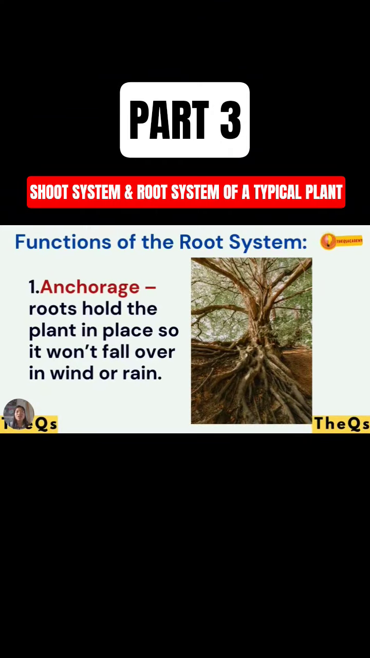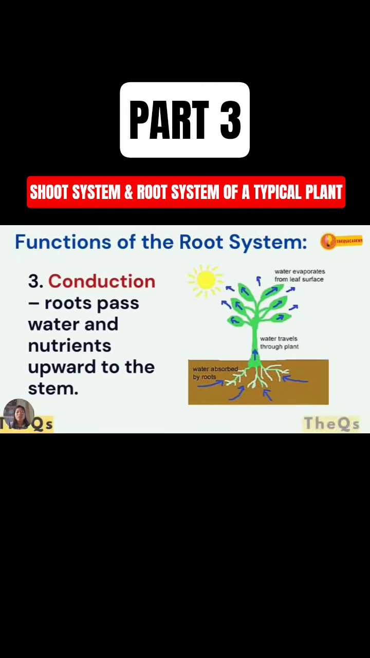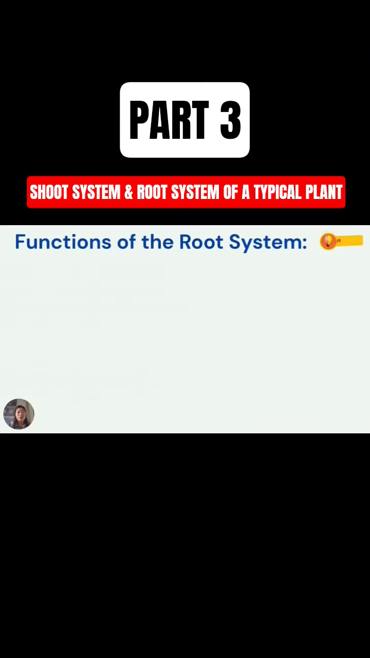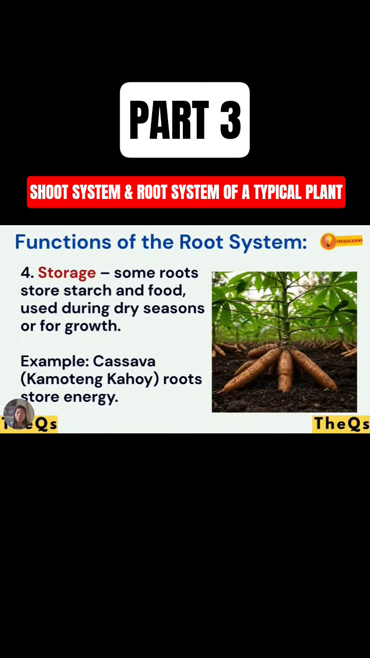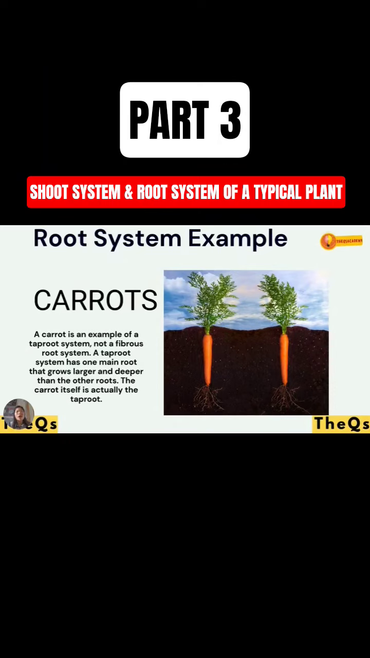First, anchorage. Second, absorption. Third, conduction. And fourth, storage. So let's talk about the root system of different kinds of plants. So let's talk about the root system of carrots.